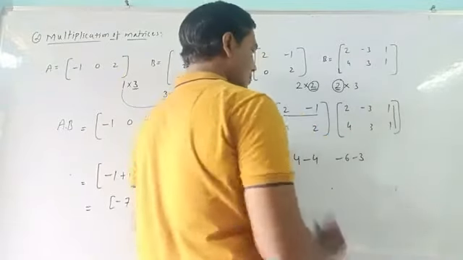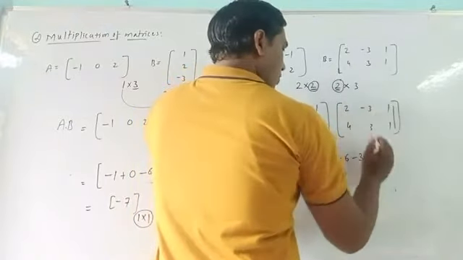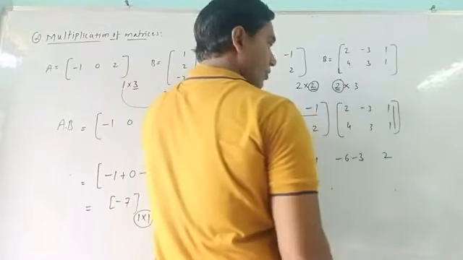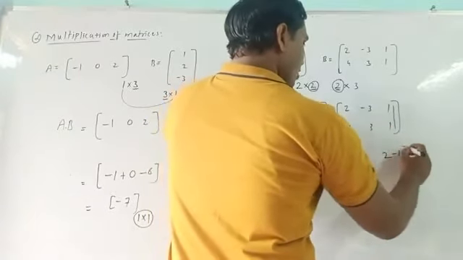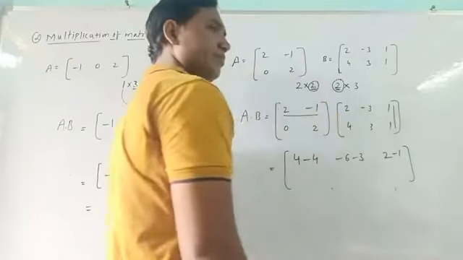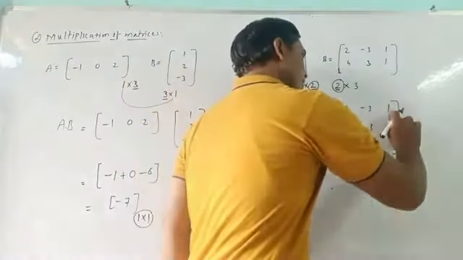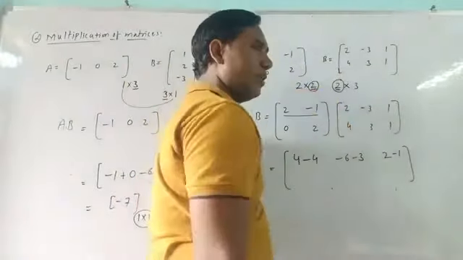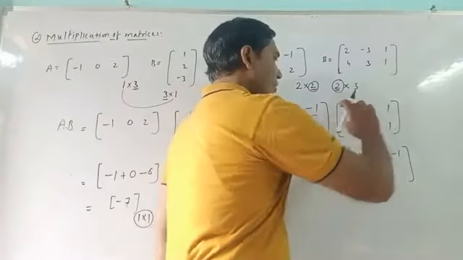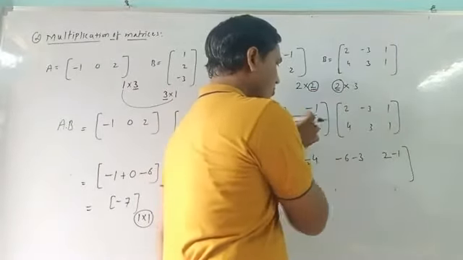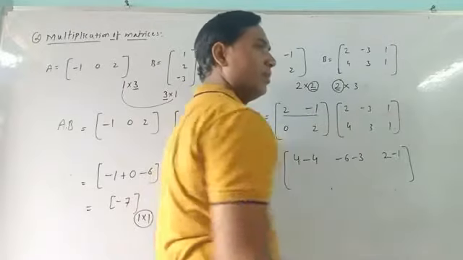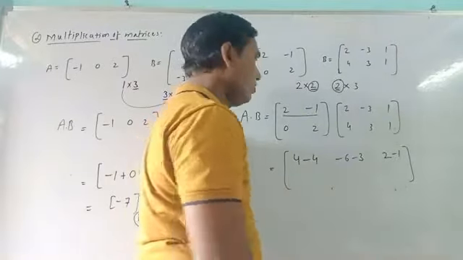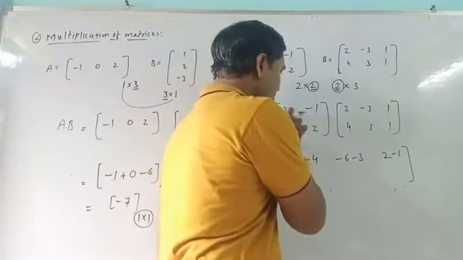Now, proceed further. Again, the first row is multiplied with the third column. Same process, same steps. 2 into 1, you got here 2. Now, the second element is multiplied with the second one. Minus 1 into 1, you got here minus 1. This is complete. Okay. So, what are those steps here? First row multiplied with the first column. First row multiplied with the second column. And first row multiplied with the third column. These are the steps.